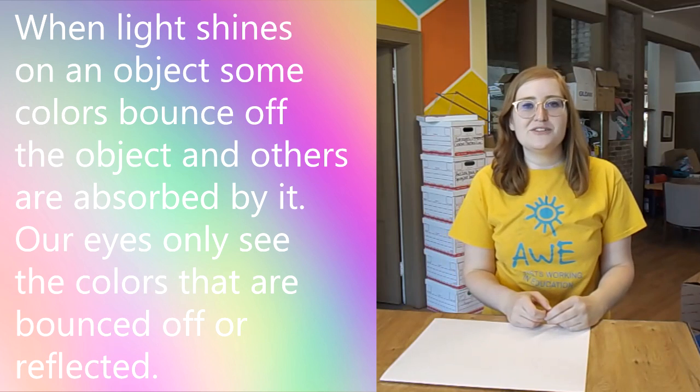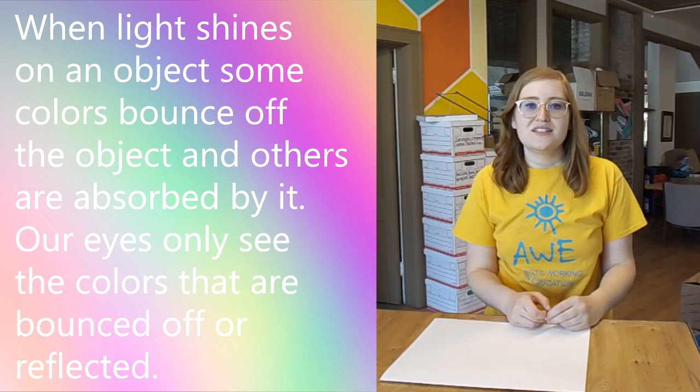First, we're going to ask ourselves, what is color? Do you know what the word color means? Color is light that is reflected off of objects. To see color, you have to have light. Without light, we can't see color at all.